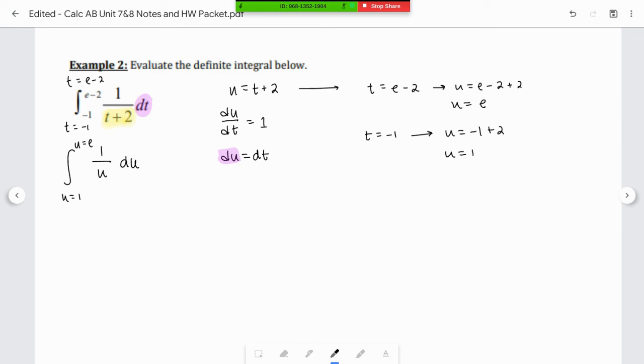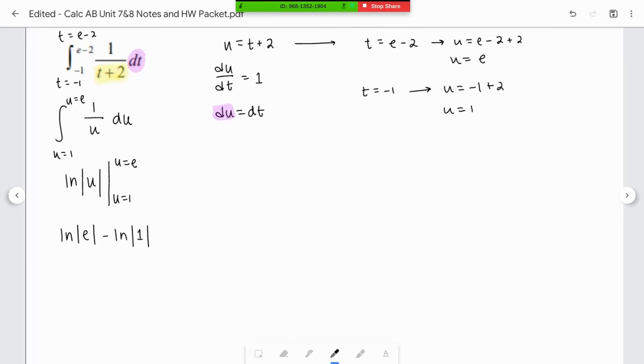And so anti-differentiating this, the antiderivative of 1 over u, remember, is the natural log of the absolute value of u. And we're going to evaluate that from u equals 1 to u equals e. And so just plugging those in, that gives me the natural log of the absolute value of e minus the natural log of the absolute value of 1. Natural log of e, absolute value of e is just e. Natural log of e is 1. And then natural log of 1 is 0. So this simplifies to just 1.